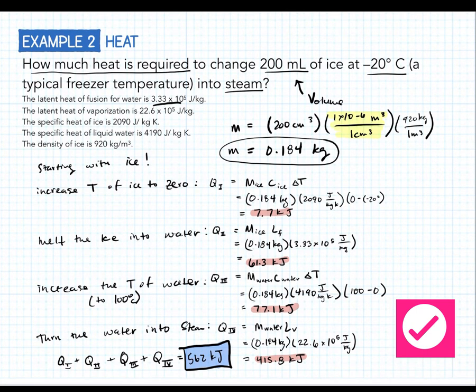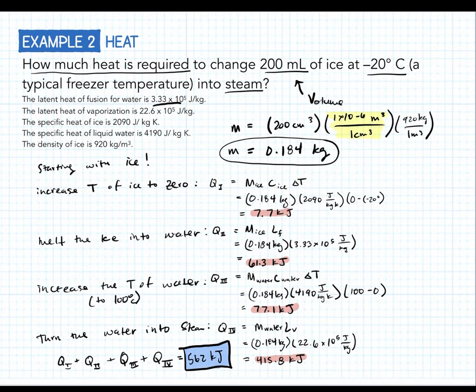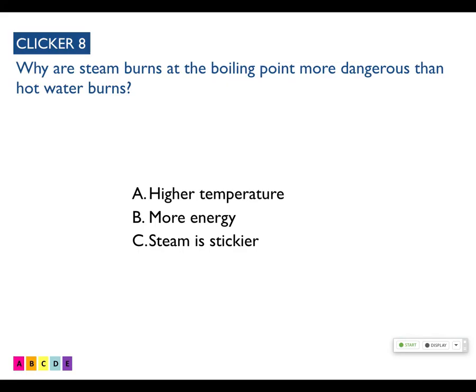So actually, boiling water from ice is not that much more energy costly than just boiling room temperature water, because most of the energy just comes from here. Going from hot water to steam, it's a big jump. You need a lot of energy, which is why it takes so long to make tea. Sort of. Okay. All right, here's a question.